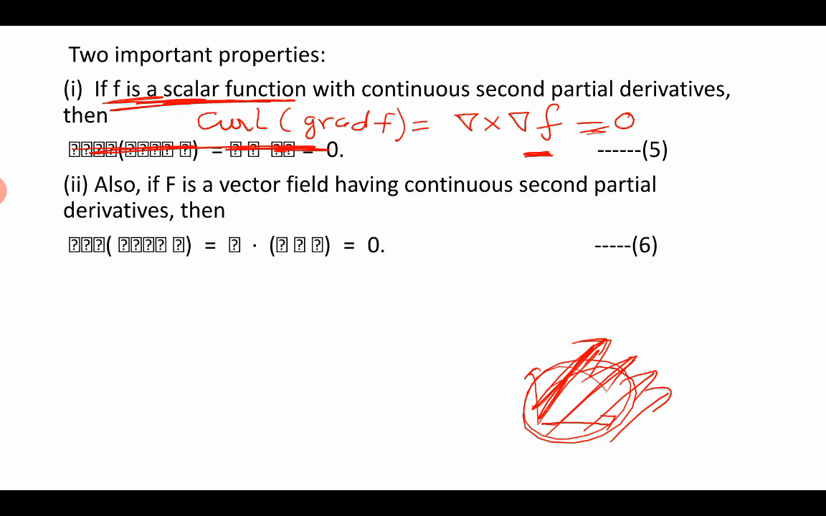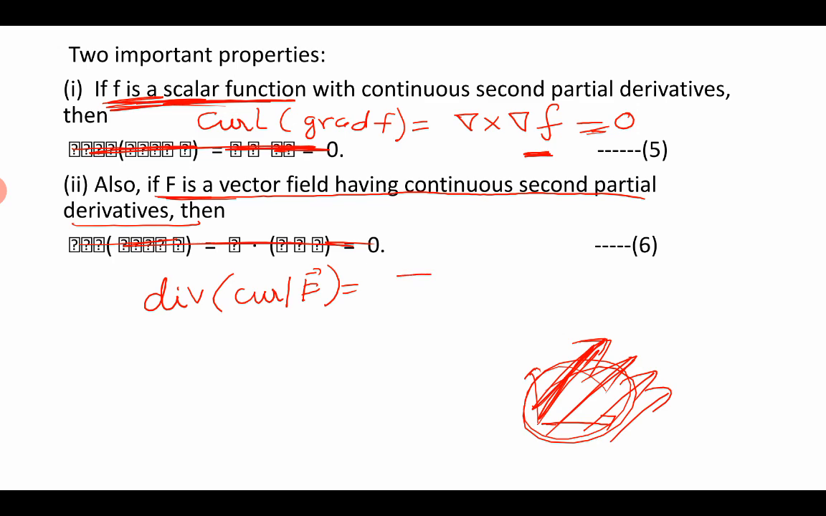Next, the divergence of curl, if the vector has continuous second partial derivatives. F is a vector here, it was scalar before. Now this result I am going to write here. Divergence of curl of the f vector, which is del dot del cross f, is 0.